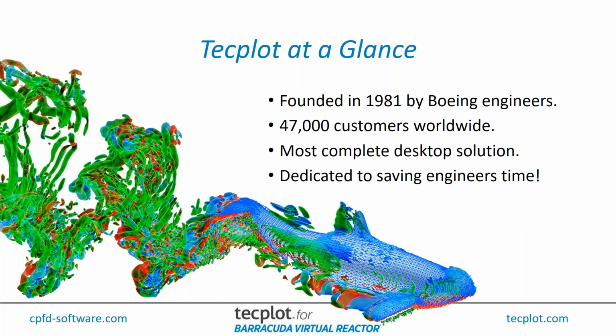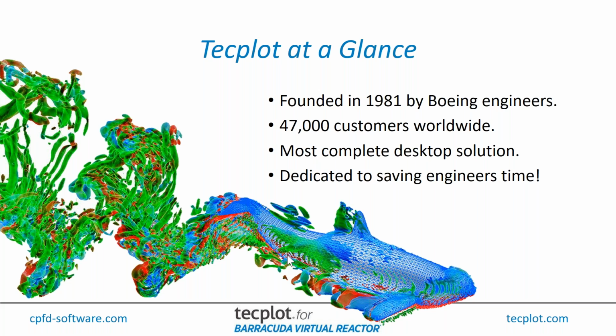So a little bit about Tecplot, the company. We were founded in 1981 by a couple of Boeing engineers who originally started writing CFD codes, and they needed a way to visualize their results. So they hired a developer who's still at Tecplot today to write Tecplot. So we still have Mr. Tecplot with us and going strong with 47,000 customers worldwide. We're known as the most complete desktop post-processing solution. Tecplot has the ability to render beautiful 3D plots like you see right on this slide, but we can also get into the more quantitative plots with line plotting and 2D contour plotting.